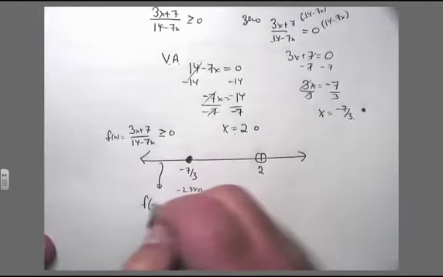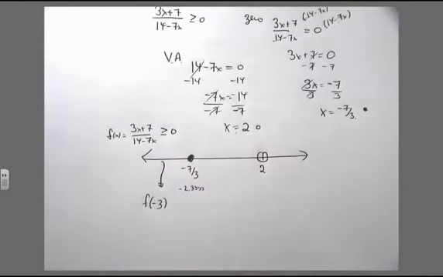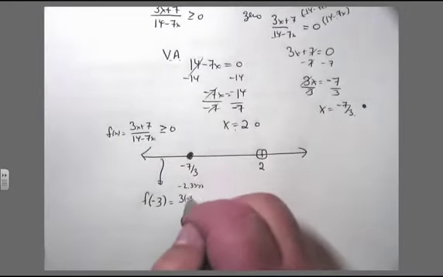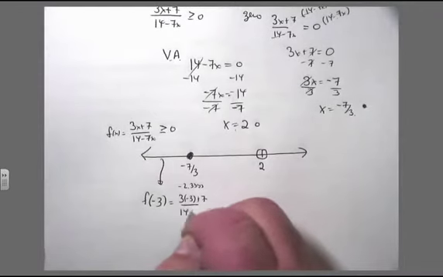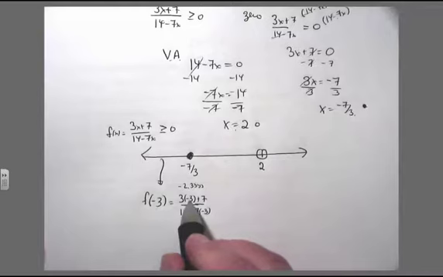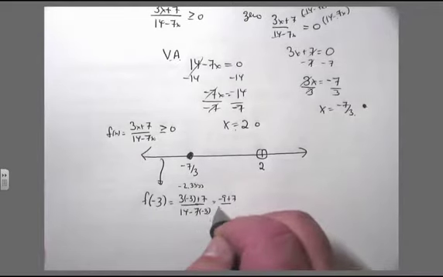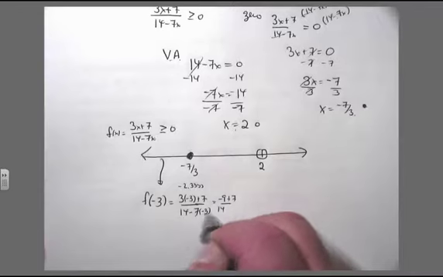How about negative 3 or negative 4? That would be less than negative 2. The bigger the negative, the smaller the number. Plug it in. This will be 3 times negative 3 plus 7 over 14 minus 7 times negative 3. 3 times negative 3 is negative 9 plus 7 over 14. Negative 7 times negative 3 is a plus 21.